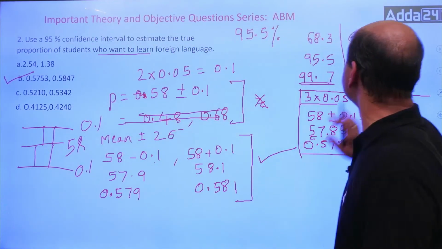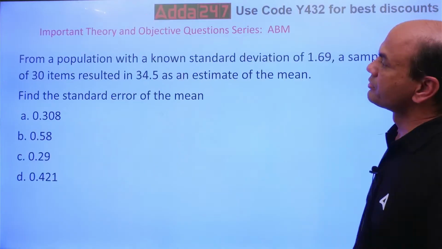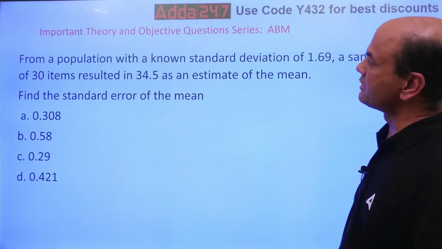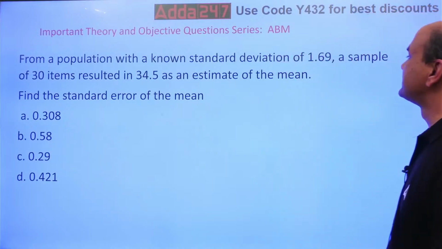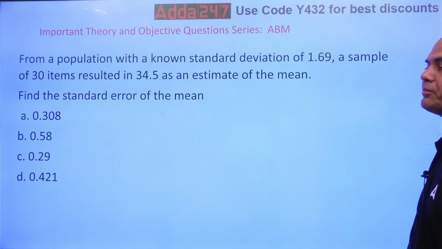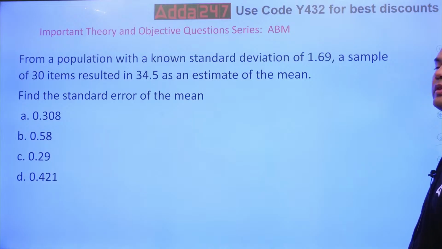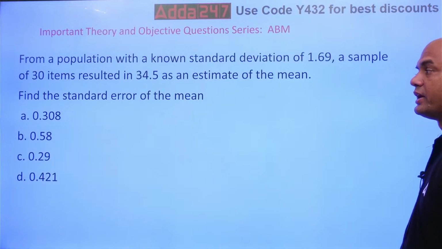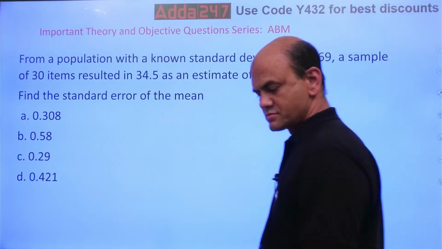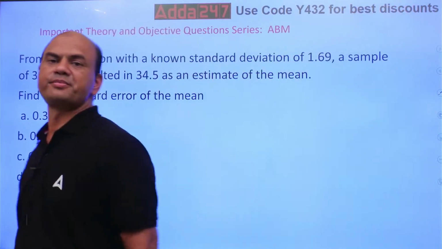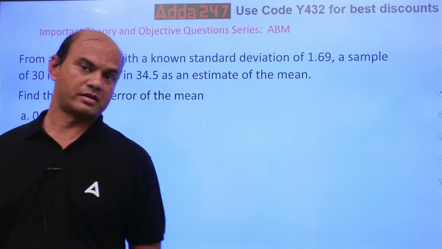Another one. From the population with a known standard deviation of 1.69, a sample of 30 items resulted as 34.5 as an estimate of the mean. Find a standard error of the mean. Now you try this. Standard error.